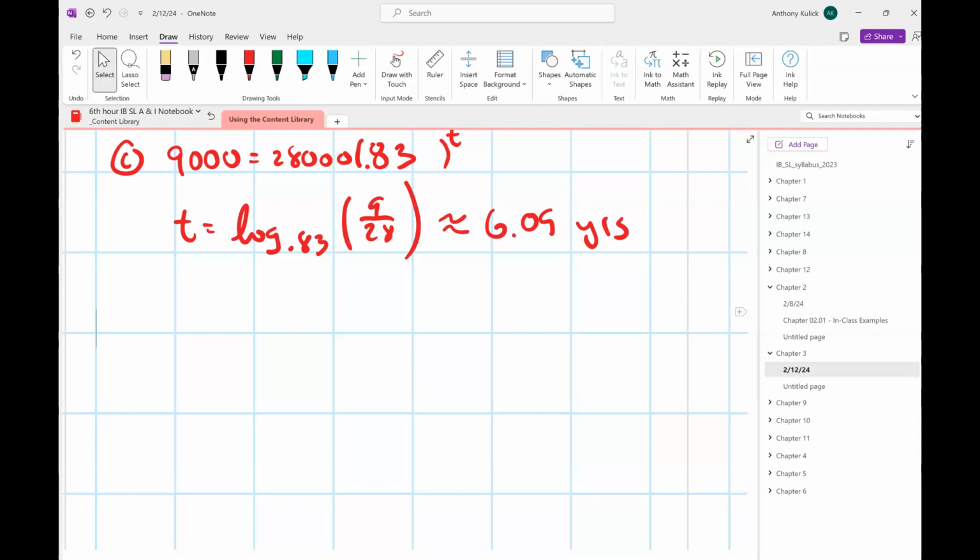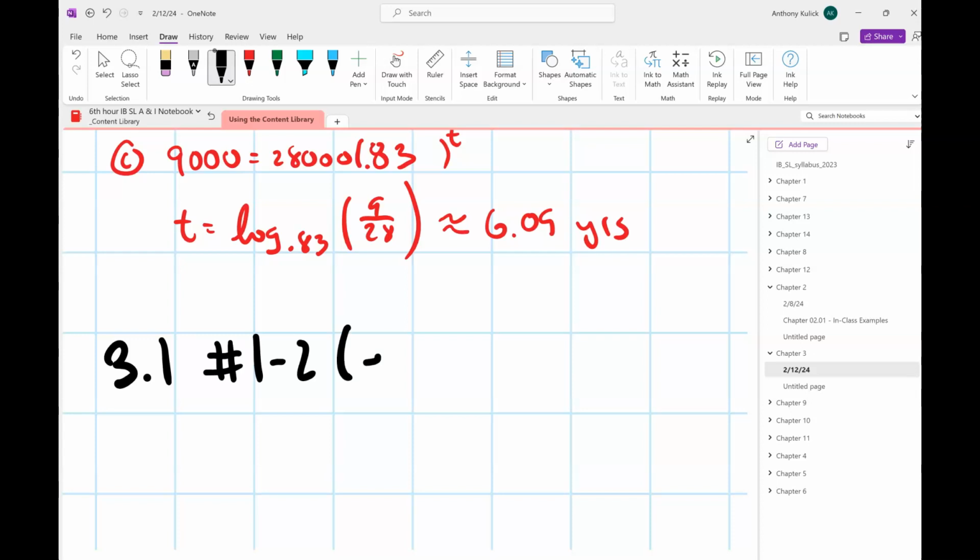All right, so let's see. Section .1, numbers 1 and 2. What do you think EOL stands for? Yeah, every other letter. So if it's parts A, B, C, D, E, F or whatever, just do every other one. Because there's like H parts for something. It's the same thing over and over again. Like, what are we doing here?